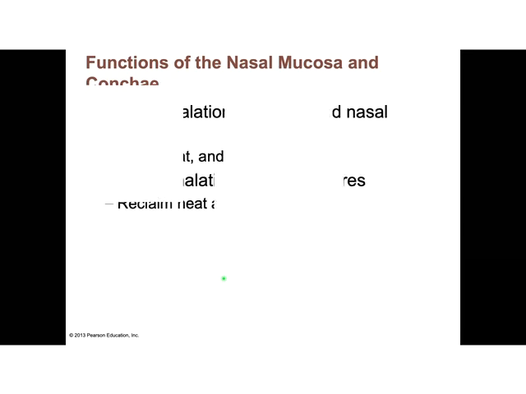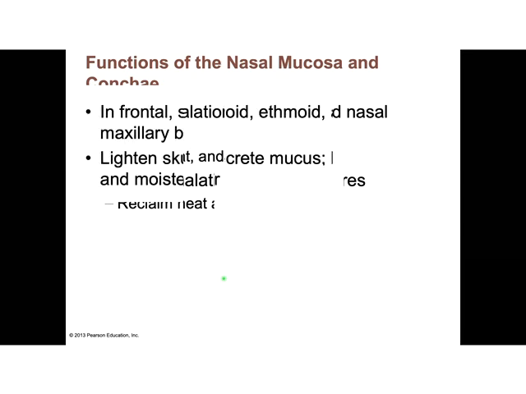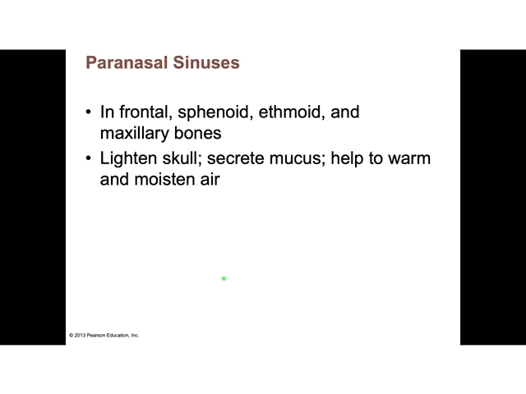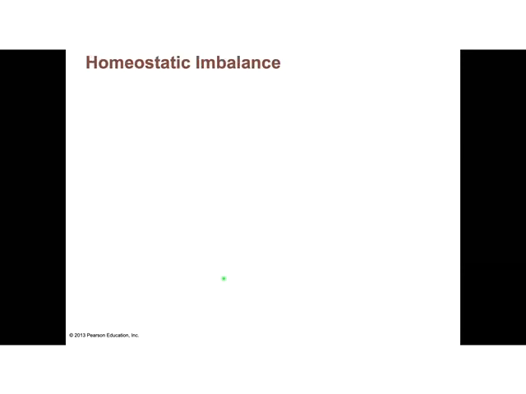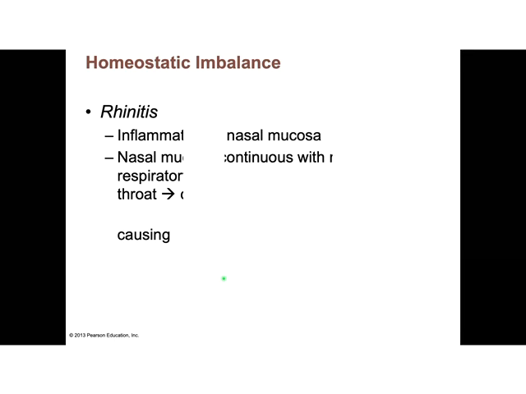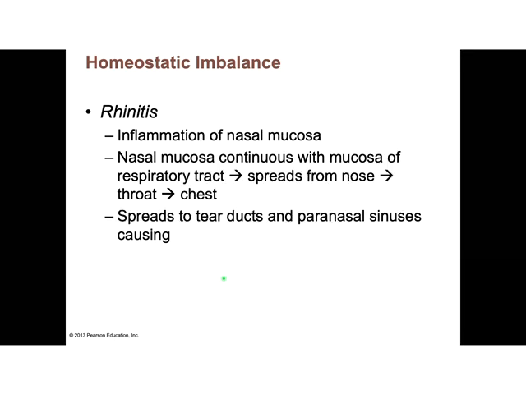heat and the moisture. The paranasal sinuses surround the nasal cavity, and you find them in the frontal, sphenoid, ethmoid, and maxillary bones. And what they do is they actually create a large open space connected by labyrinthine passageways from sinus to sinus. They lighten the skull, they serve as resonating chambers, they secrete mucus, and they help to warm and moisten the air. An inflammation of the mucosa is called rhinitis. You know this better as the common cold.